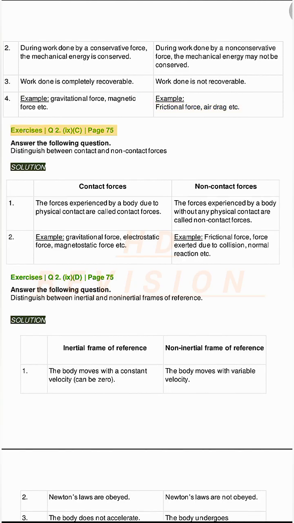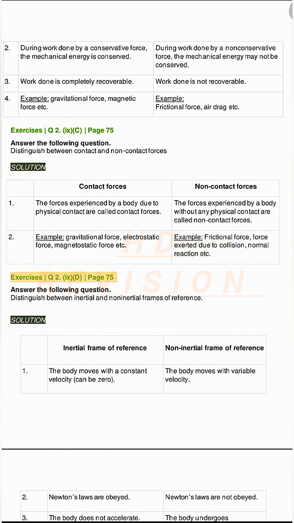Exercises Q2. See page 75. Answer the following question. Distinguish between contact and non-contact forces. Solution. Contact forces. Non-contact forces. 1. The forces experienced by a body due to physical contact are called contact forces. The forces experienced by a body without any physical contact are called non-contact forces. 2. Example. Gravitational force, electrostatic force, magnetostatic force, etc. Example. Frictional force, force exerted due to collision, normal reaction, etc.